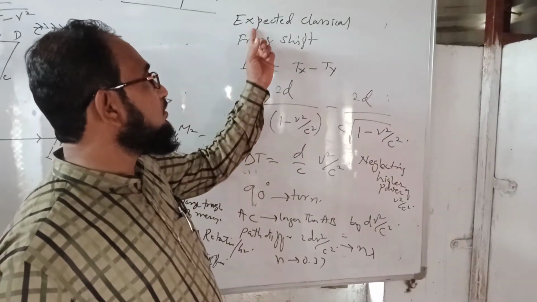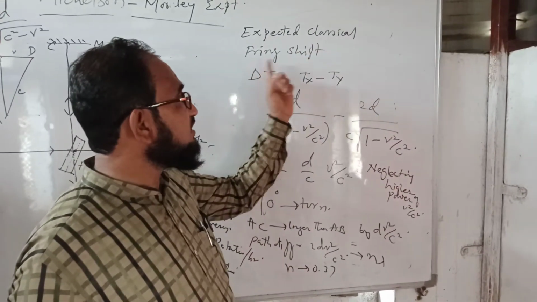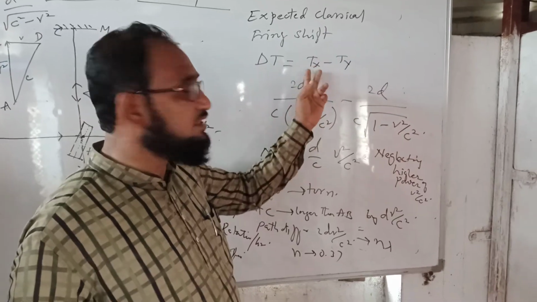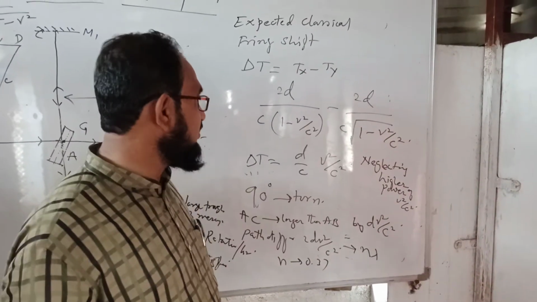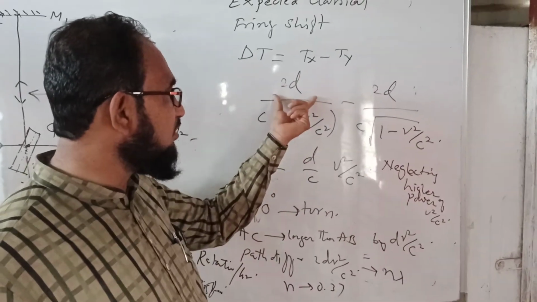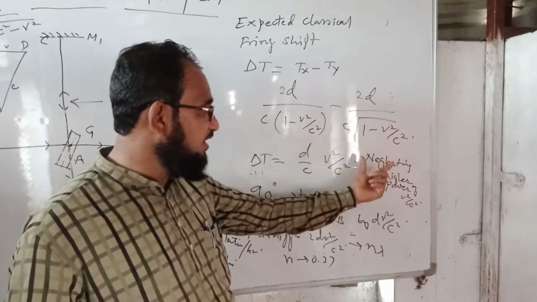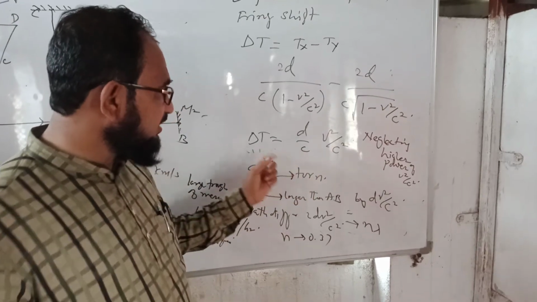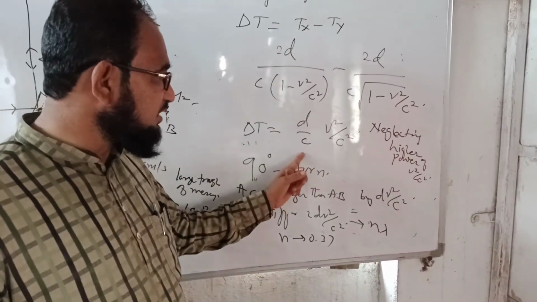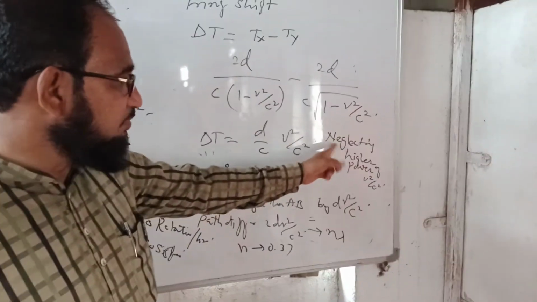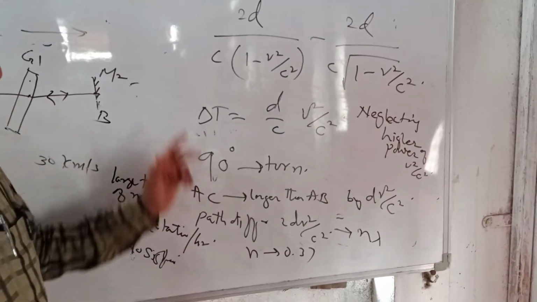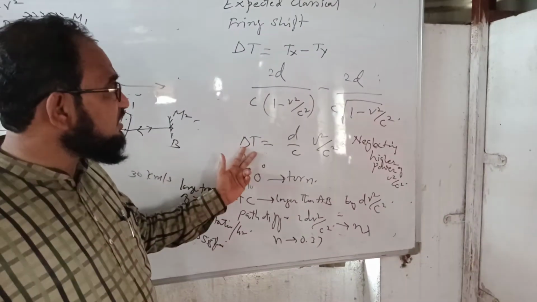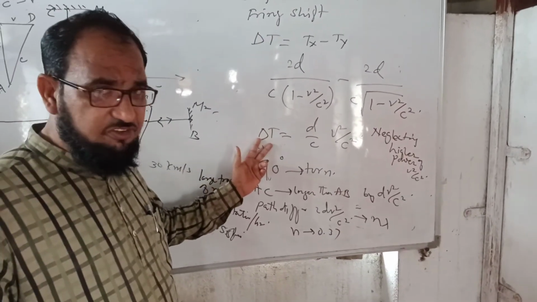Now for the expected classical shift, we have calculated the time along the x direction and along the y direction. Substituting the values of tx and ty and simplifying, we get delta t equal to d upon c times v square by c square, neglecting the higher powers of v square by c square. So this is the change in time, or the expected shift.